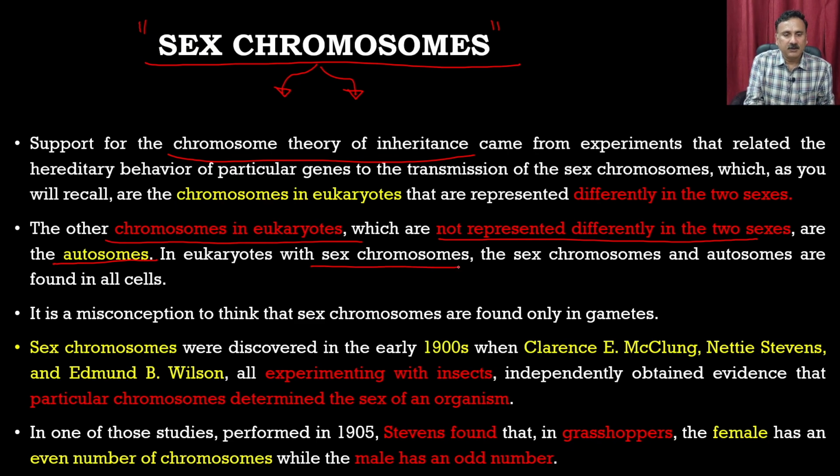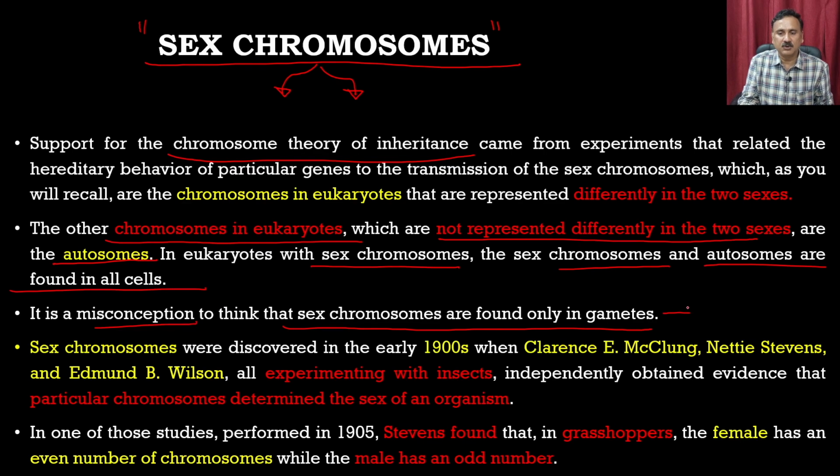Both the sex chromosomes and the autosomes are found in all cells. There is a misconception that sex chromosomes are found only in the gametes, but that is not true. Sex chromosomes are also found in the somatic cells, but there you don't do any kind of development, right?